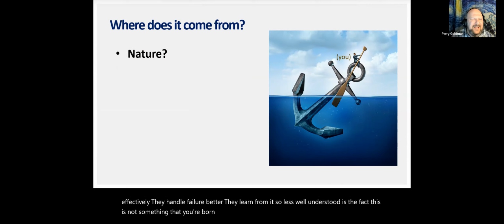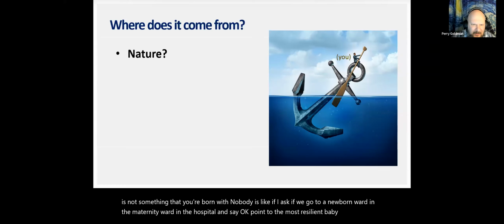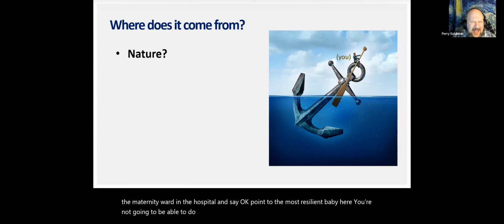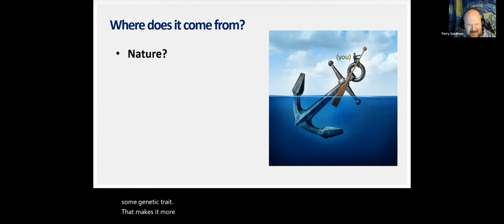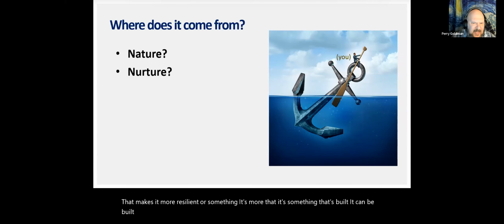Nobody is. If we go to a maternity ward in the hospital, and we say, okay, point to the most resilient baby here, you're not going to be able to do that. There's no indicator there that any of them were born with some genetic trait that makes them more resilient. It's more that it's something that's built. It can be built for anybody. It can be built from the inside out.